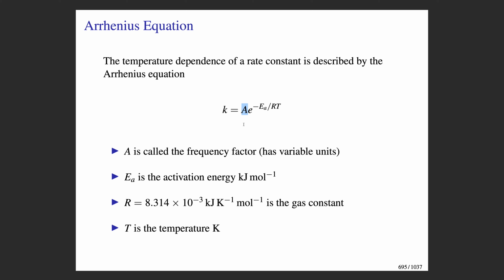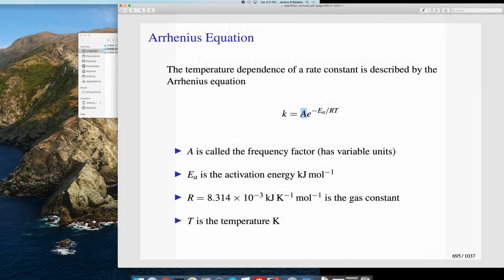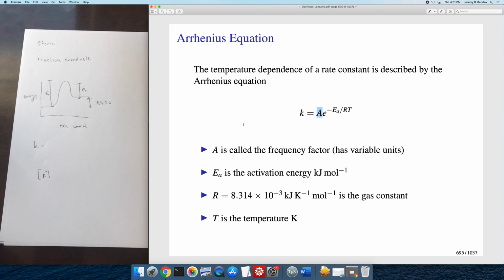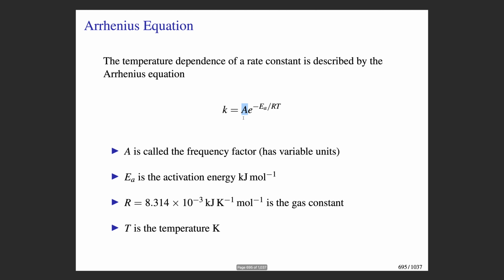Now the notation is a little confusing here because I've been using the following to represent the concentration of a generic chemical species. That's unfortunate because in the Arrhenius equation, this does not represent the concentration of anything. It's a separate quantity altogether called the frequency factor. Sometimes it's called the pre-exponential factor because it comes before the exponential factor in the Arrhenius equation.